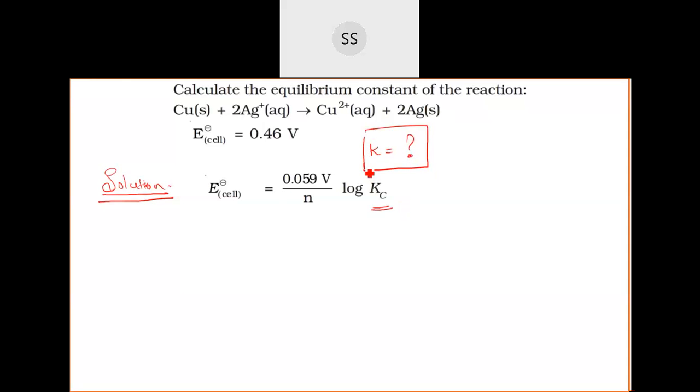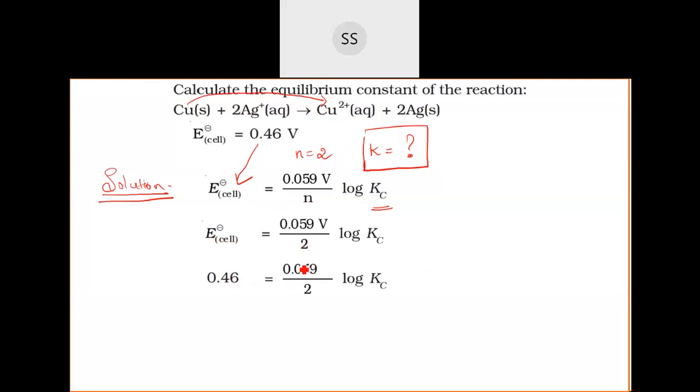Okay. Now what is given to you is E naught cell. This value is given to us. The n value you need to calculate. You can see the equation and find out. Yes, Cu2 plus. You can see here the n value is 2. So we can take n value is equal to 2. Now do the substitution. It is a direct substitution. So E naught cell 0.46 is equal to 0.059 by 2 log of Kc.